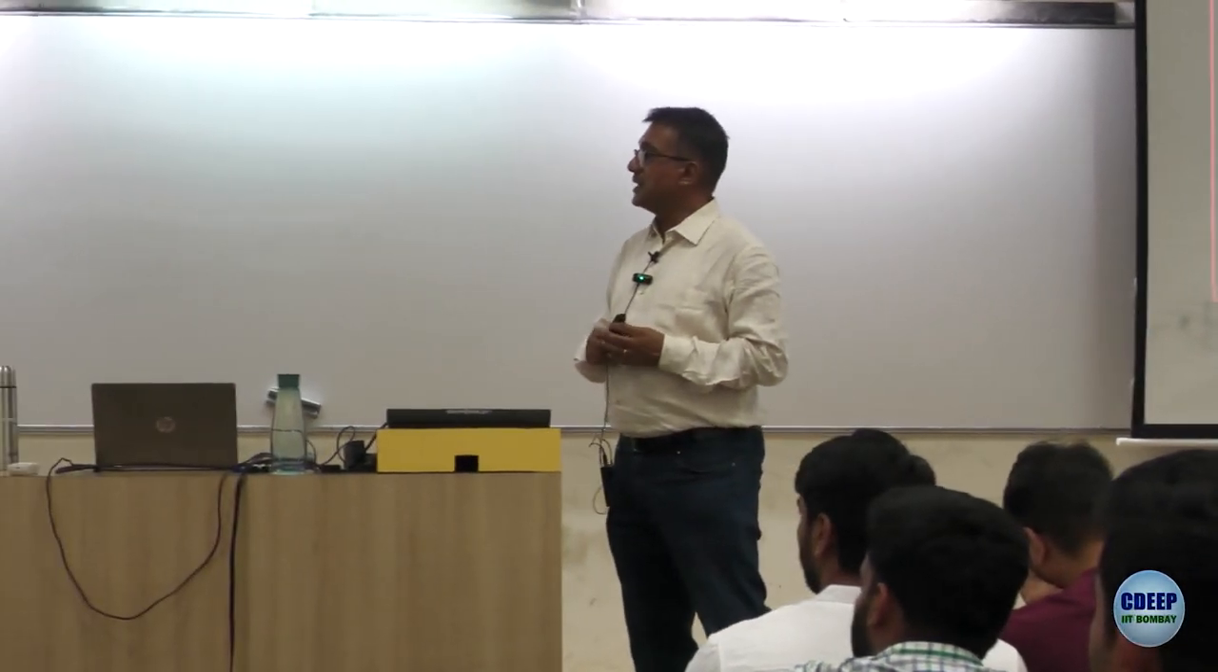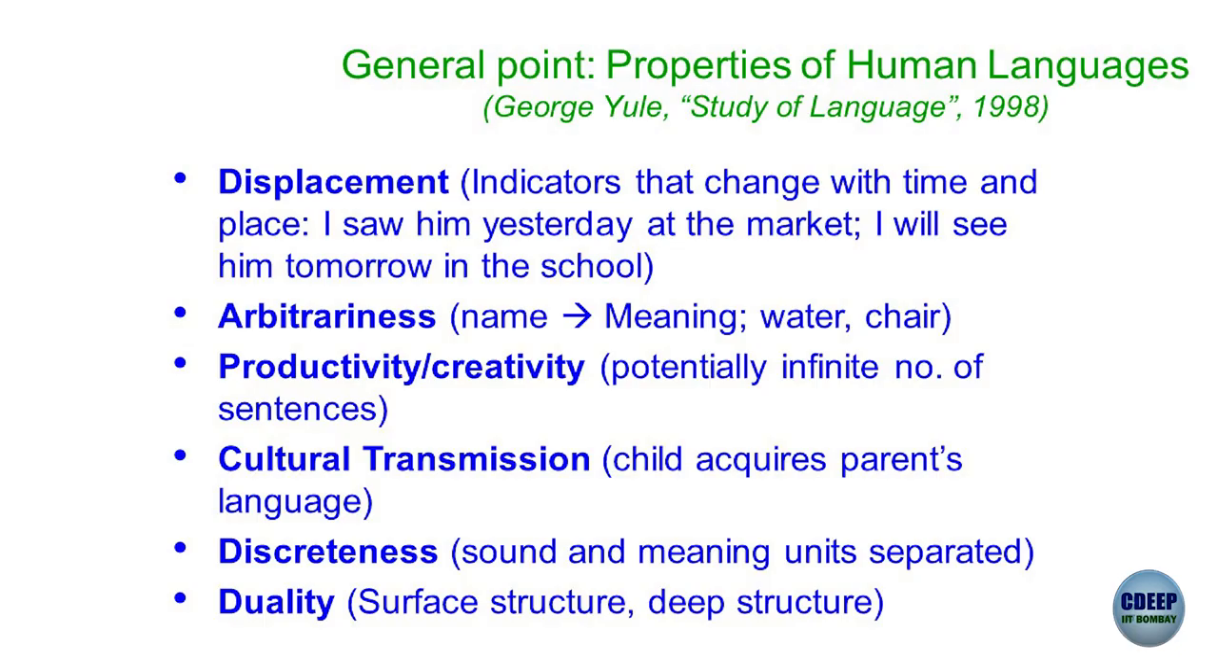Then cultural transmission: the child acquires the parent's language and not other languages. Then discreteness: sound and meaning units are separated. When I'm speaking, there is a continuous signal, but in communication, we create these boundaries for words, then sentences, phrases, and so on. You can hear me speak distinct words, some six or seven entities. So this is discreteness. And then duality: surface structure and deep structure.